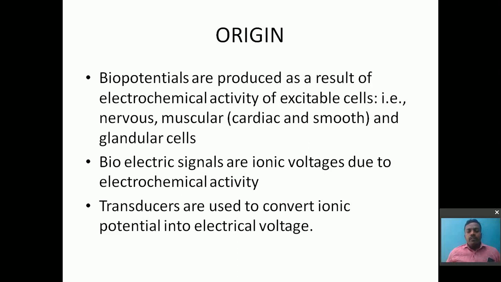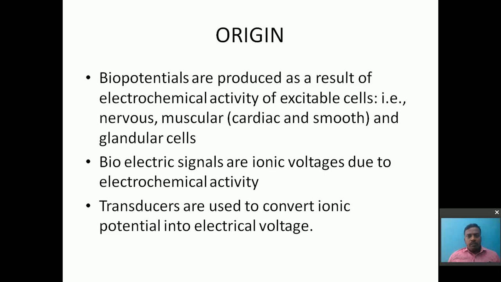Ionic voltage. What is an ion? An ion is a positively or negatively charged element, atoms that are called ions, moving around the cells. So it generates some electricity, that is a biopotential. The transducer is used to convert the ionic potential into electrical voltage. Ionic potential means the charge, the charged molecules or charged particles.